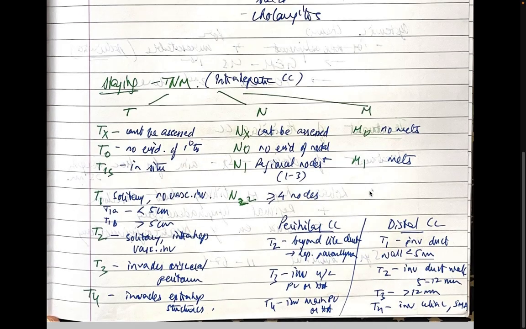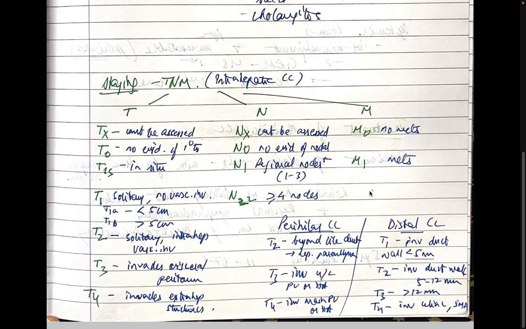Staging, which is TNM classification for intrahepatic cholangiocarcinoma. T is X to T4. Let's go to the N and M first. NX cannot be assessed. N0, no evidence of nodes. N1, regional nodes 1 to 3. And N2 would be more than or equal to 4 nodes. M0 is no Mets and M1 is Mets.